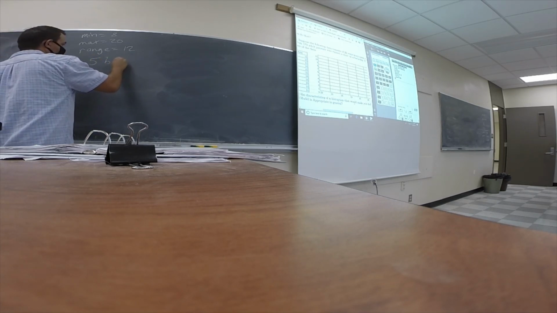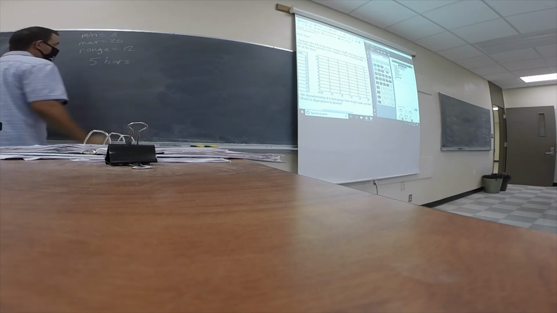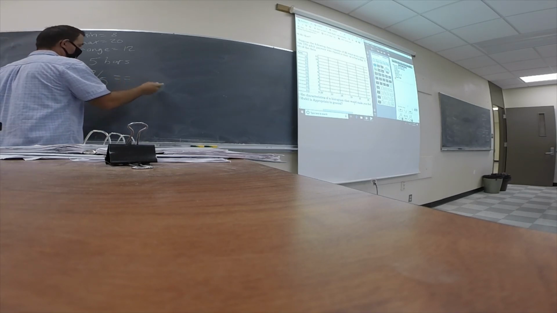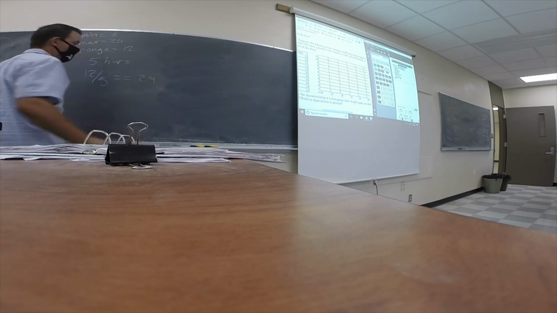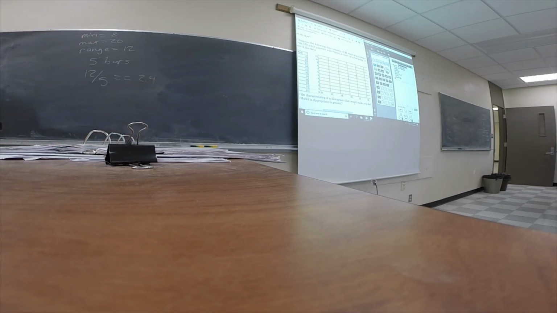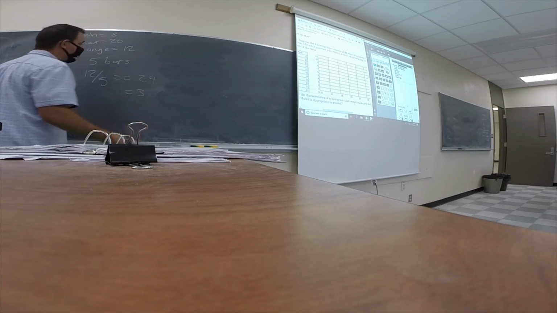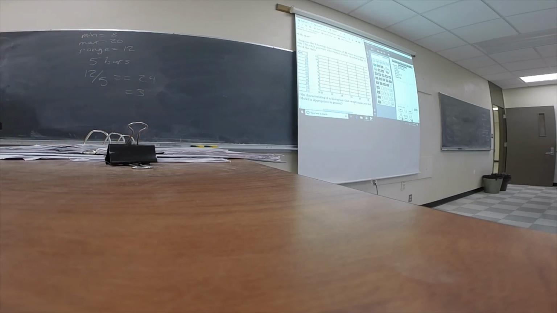Or bins, if you want to call them bins. Okay. So if I'm doing 5 bars, I'm going to divide 12 by 5. 12 divided by 5 is 2.4. Okay. I'm going to round up, right? So about 3.